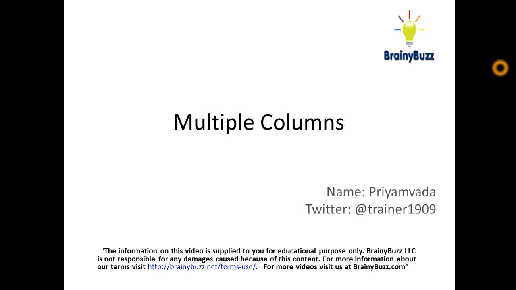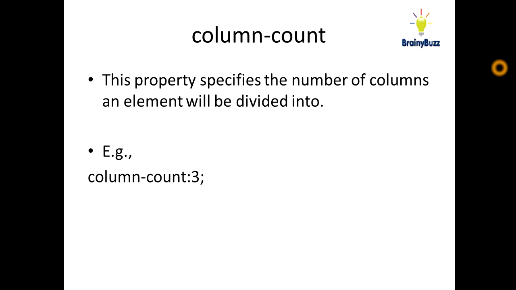So let's start with the multiple columns. There are times when we want to divide our web page into columns, or whenever we want to divide some content in columns, like the newspaper columns. We want to print some article that we want to display in the column type. So here are some properties for the column, like column count. This property specifies the number of columns an element will be divided into. So let's see the demo for this.